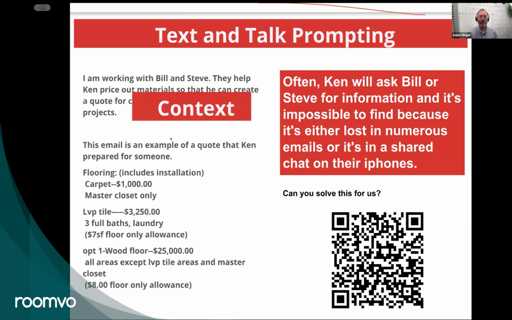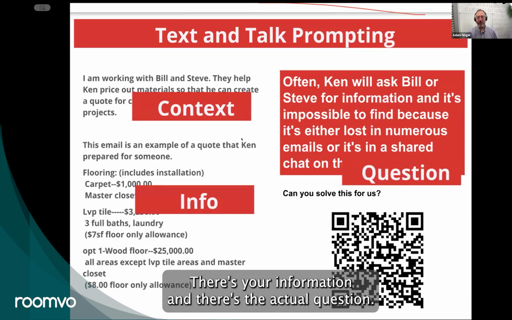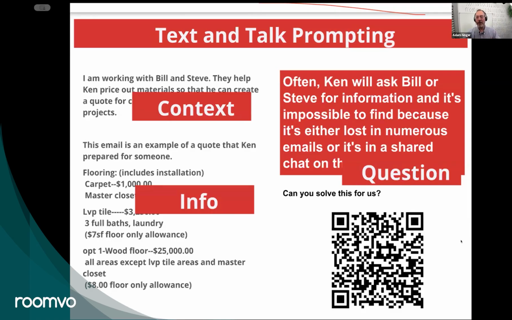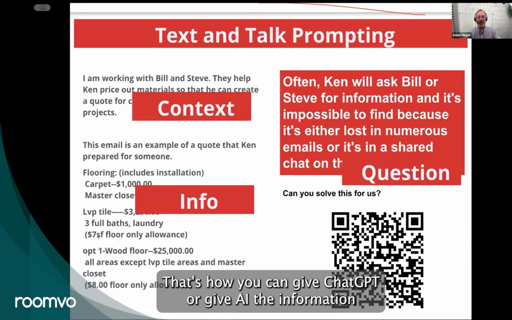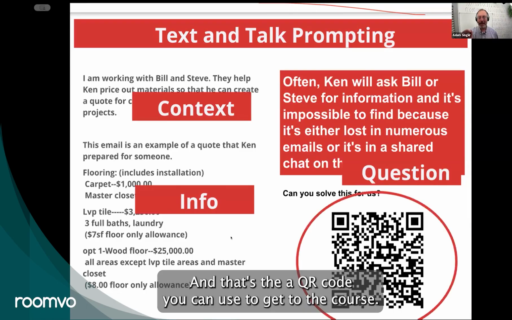Okay, so that's your example of context. There's your information, and there's the actual question. That's how you can give ChatGPT or AI the information that it needs to truly help you and help you feel more control.